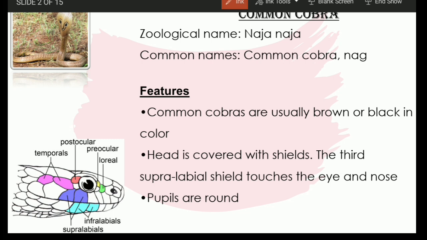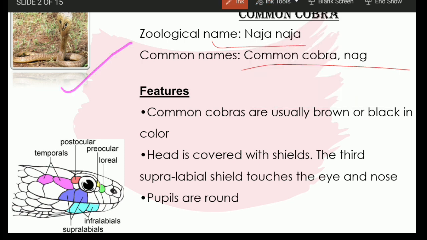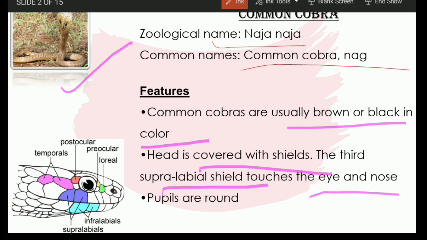Its zoological name is Naja and commonly it is called nag, cobra or common cobra. This is how the snake looks. Common cobras are mostly brown or black in color, and their head contains some hood-like structure. The third supralabial often touches the eye and nose. Here are some of the supralabials, and this is the third supralabial that touches the eye along with the nose, as you can see in this diagram.